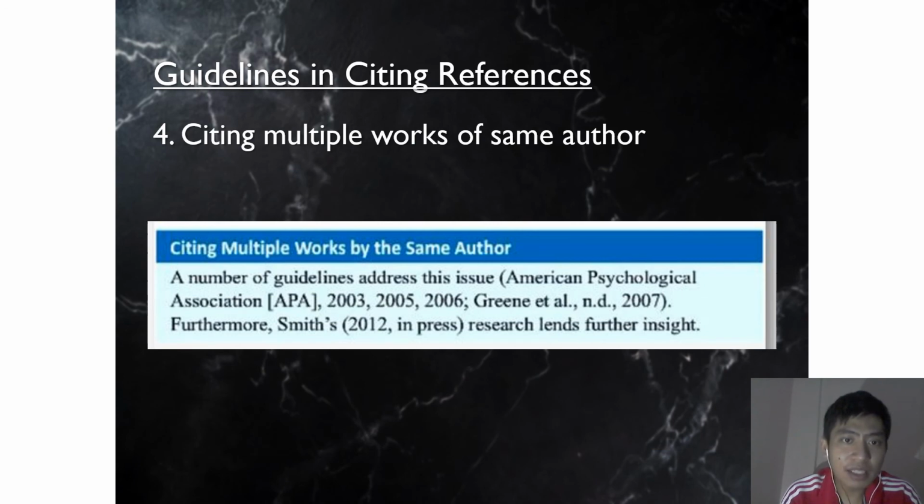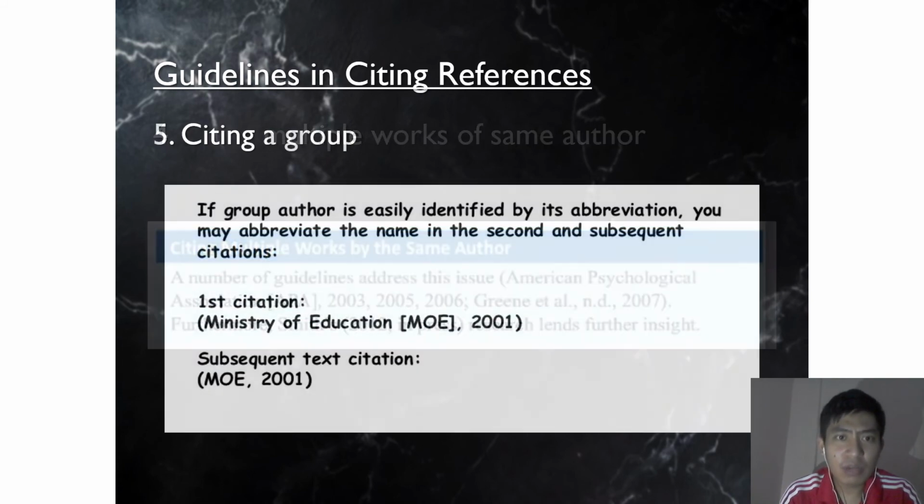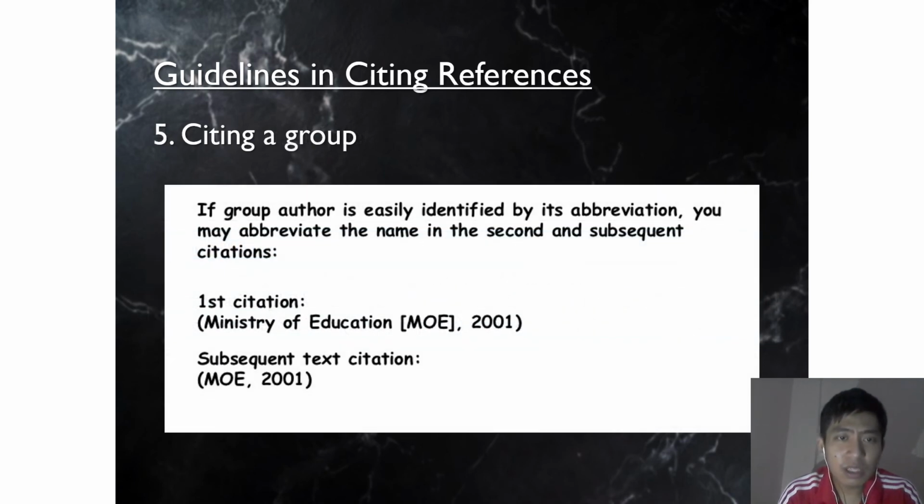So we have citing multiple works by the same author. So as you can see, APA, all of the years, comma, Jean et al. 2007. So we have citing a group. If the group author is easily identified by abbreviation, you may abbreviate the name in the second and subsequent citations. So Ministry of Education, comma, 2001, and another citation on other pages, MOE, comma, 2001.